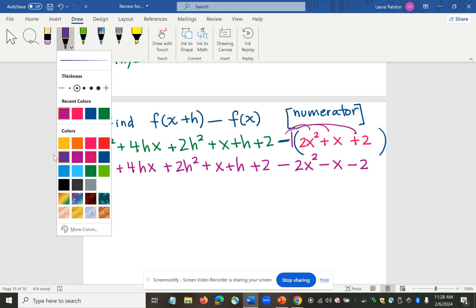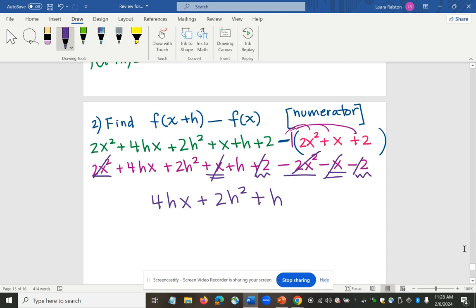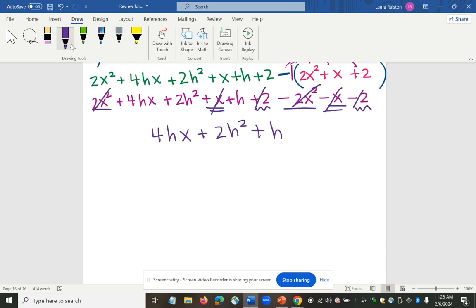And finally, I'm going to come back and combine like terms. 2x squared minus 2x squared zeros out. 1x minus 1x zeros out. Plus 2 minus 2 zeros out. So we have 4hx plus 2h squared plus h. That's the numerator of the difference quotient. And then step 3 is we have to come back and divide by h.